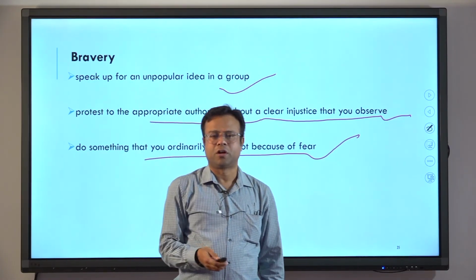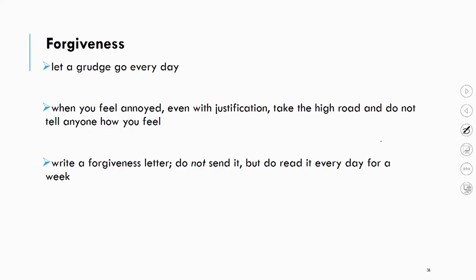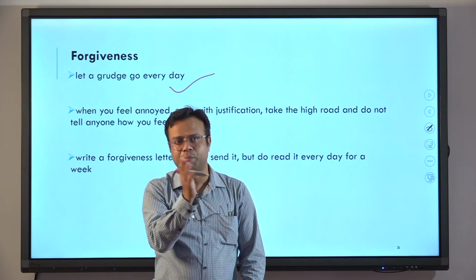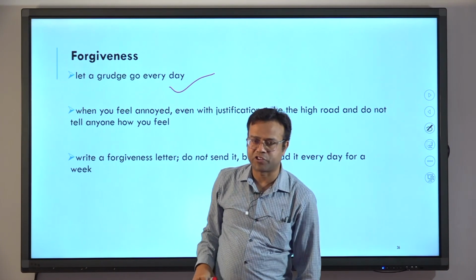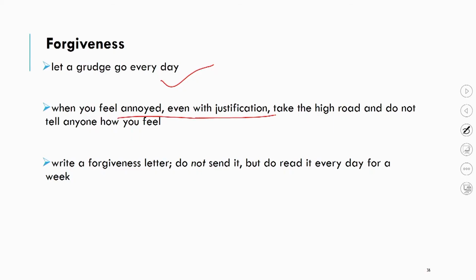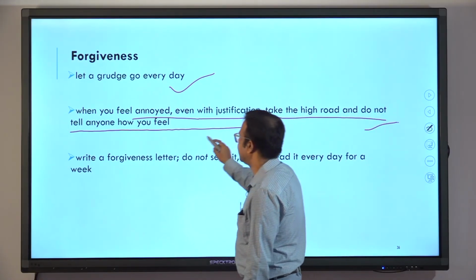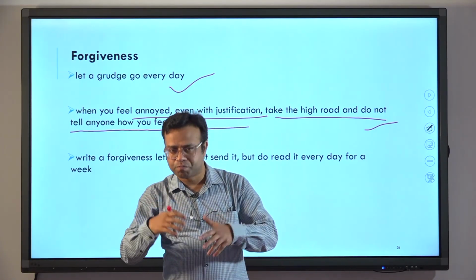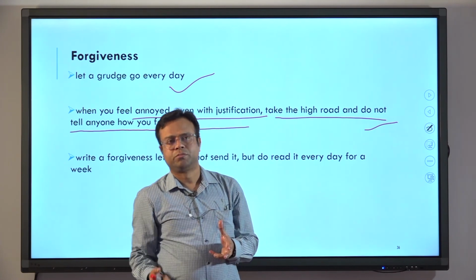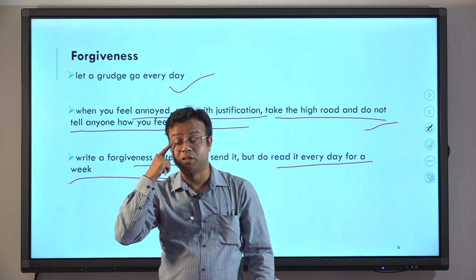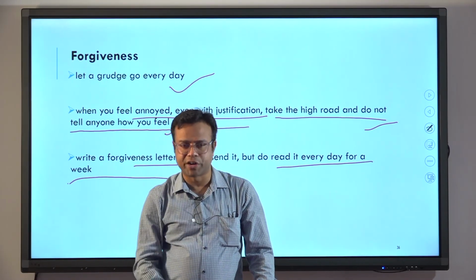So these are some suggestions about specific strengths. Forgiveness, for example: let a grudge go every day. If you have grudges against people or about anything, every day try to forgive one, one by one at least. That will increase your strength of forgiveness. When you feel annoyed, even with justification, take the high road and do not tell anyone how you feel. Even if you feel annoyed and negative, even if it is justified, take the high road. Basically, don't impose your problems and emotions on others. Write a few forgiveness letters. Do not send them, but do read them every day for a week. Even if you are not able to send them directly, at least write about it if you want to forgive something or somebody. That also helps you to process and mentally grow in terms of forgiveness.